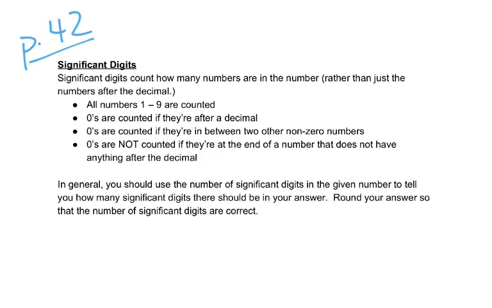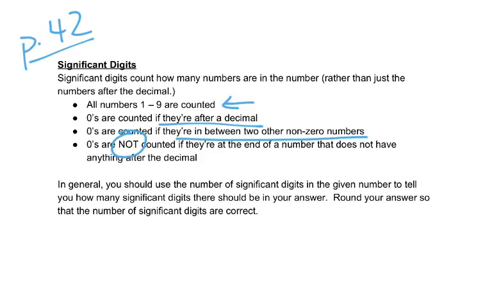Significant digits count the number of numbers that are in the problem rather than the place value of the problem. And we're going to count every number 1 through 9. Those are always counted. Then we need to talk about when zeros are counted as a number and when they're not. Zeros are counted if they're after a decimal. Zeros are counted if they're between two other numbers that aren't zeros. But zeros are not counted if they're at the end of a number that doesn't have anything after the decimal.